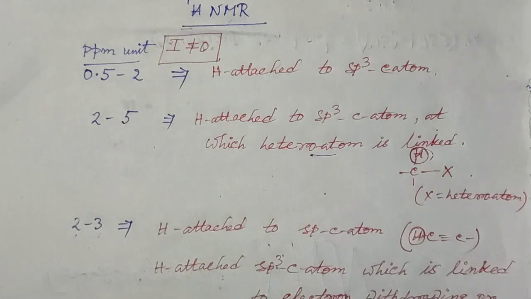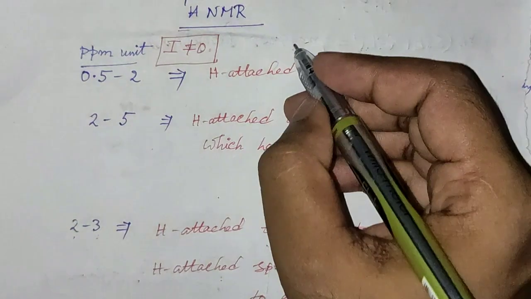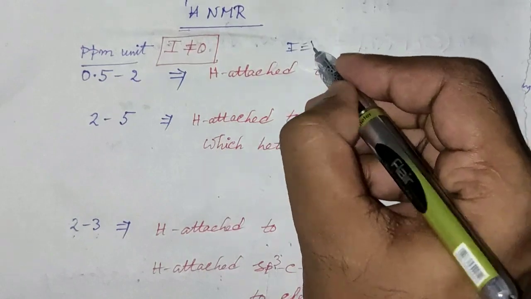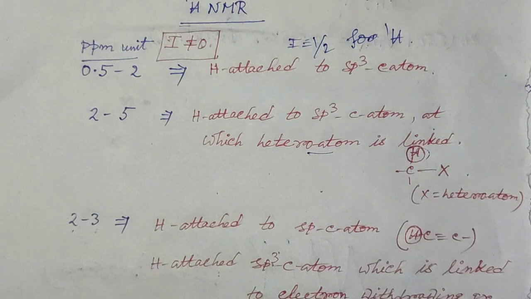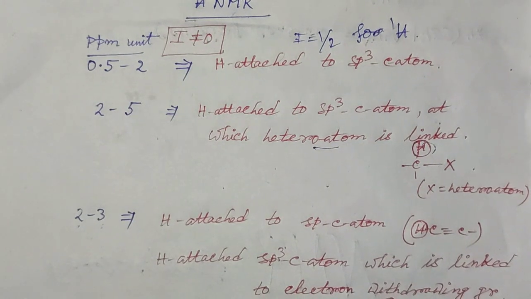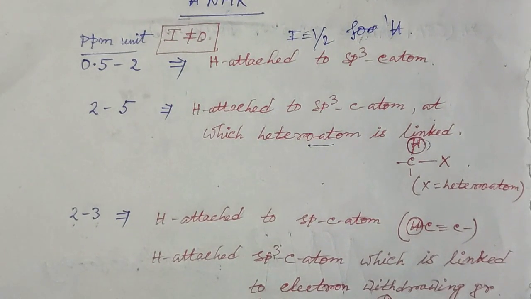First of all, I want to say that nuclei for which the spin quantum number I is not equal to 0 are NMR active nuclei. For the hydrogen nucleus, I is equal to half. Now these are some chemical shift values for proton NMR.